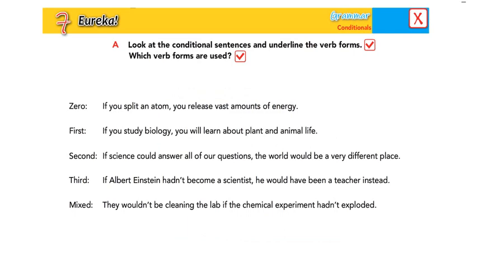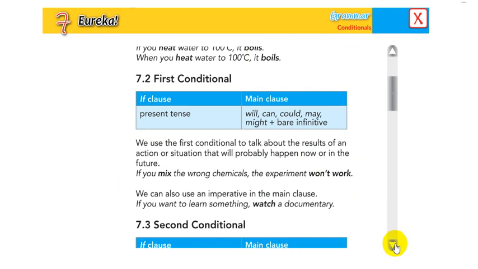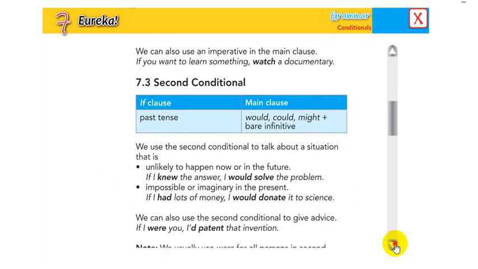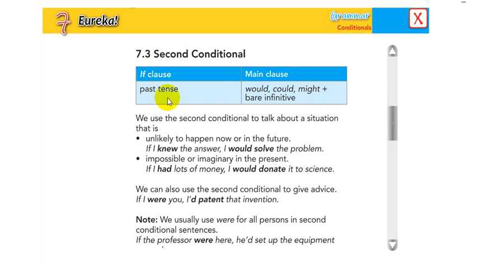The second conditional, who can tell me? Let's have a look at the example before you tell me. If science could answer all of our questions, the world would be a very different place. Who can remind me of the second conditional? Yes, my dear, thank you so much. It's if plus past tense. With the main clause we use would or could or might plus bare infinitive.